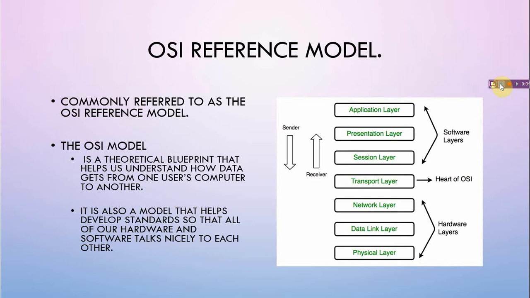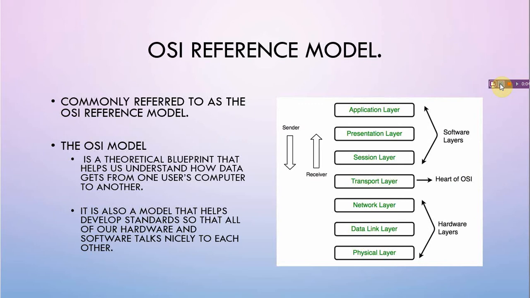OSI means Open System Interconnection model. It is a theoretical blueprint that helps us understand how data gets from one user's computer to another. The OSI model is a set of protocols that allow any two systems to communicate regardless of their architecture.